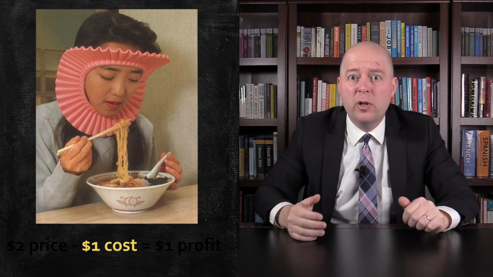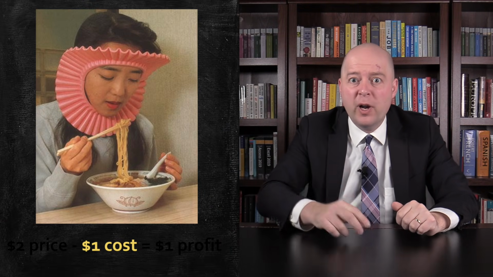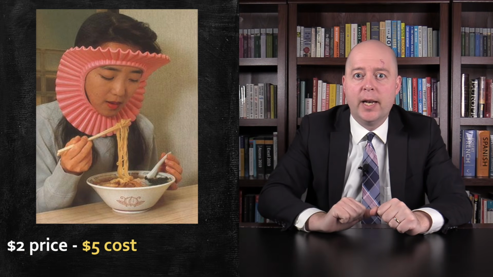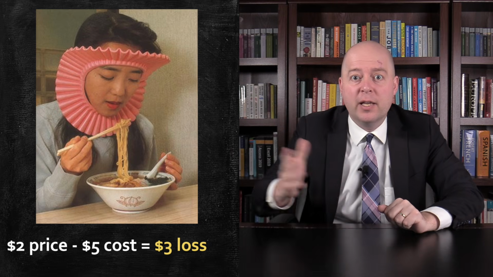You might think it costs just $1 to make this ramen noodle hair protector, so you set the price at $2. But what if it really costs $5 to make the product? You'd be selling the product at a loss. Thus, traditional cost systems have largely become obsolete.